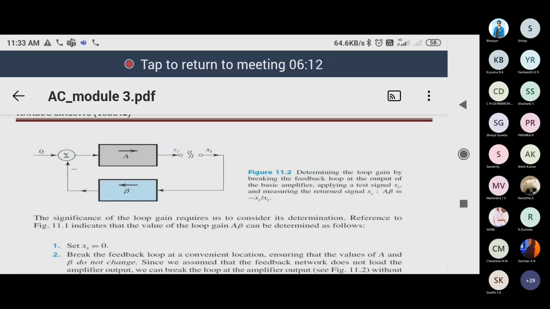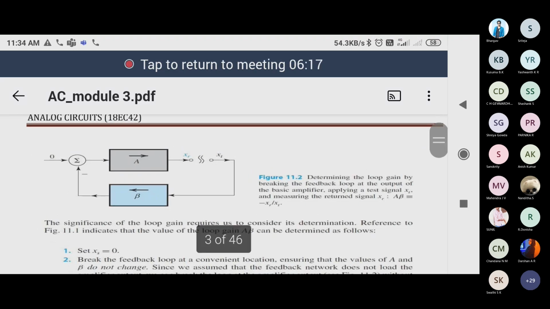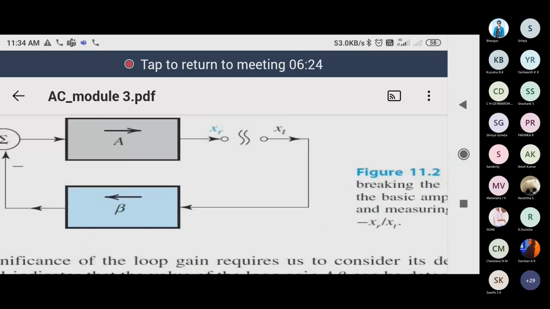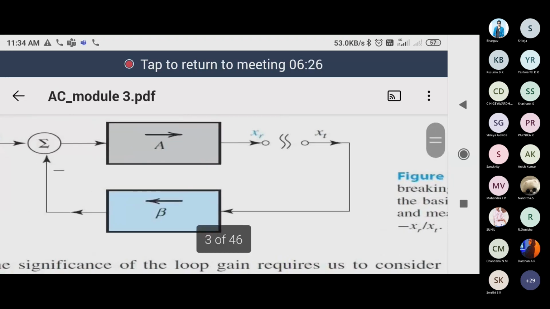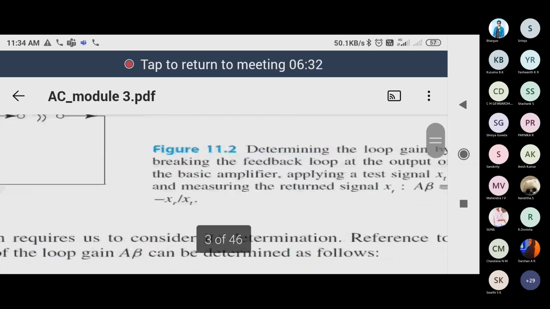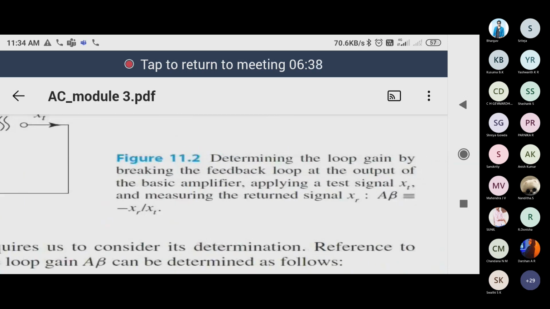Determining the loop gain by breaking the feedback. See, we are breaking the feedback here in this circuit. We have XR and XT; previously we called it XF, that is the feedback. Since we are breaking the feedback, we may get a different value. Determining the loop gain by breaking the feedback loop at the output of the basic amplifier, applying the test signal XT and measuring the returning signal XR. XT is what we apply, and the returning signal is XR. So A beta is equal to minus XR divided by XT.